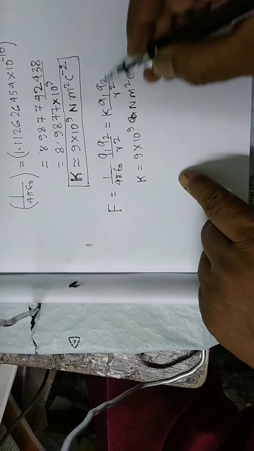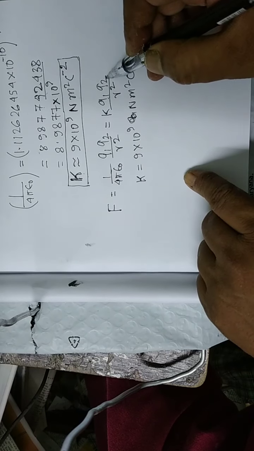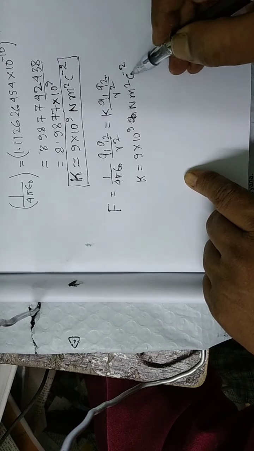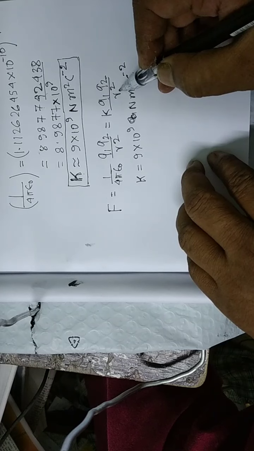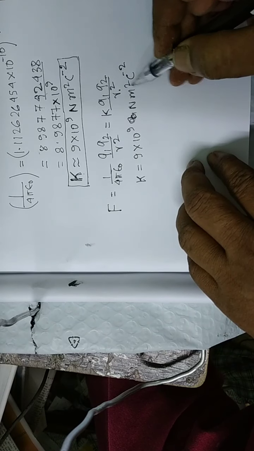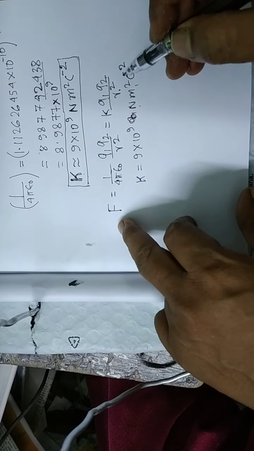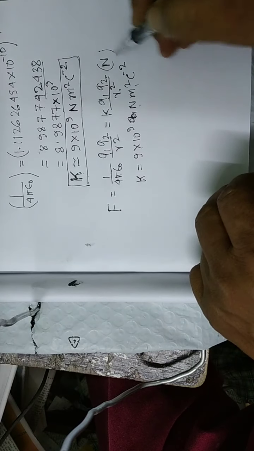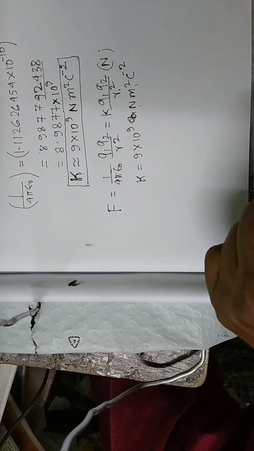So if you put this Q1 Q2, it is Coulomb square. So Coulomb square to the power minus 2 cancels out, and distance R, meter square and meter square cancel out, so it becomes Newton. So force becomes Newton. So it is dimensionally correct, unit also correct.